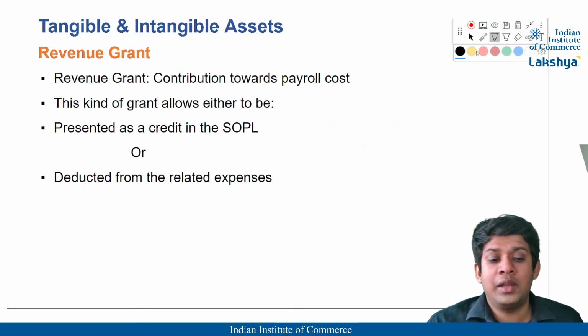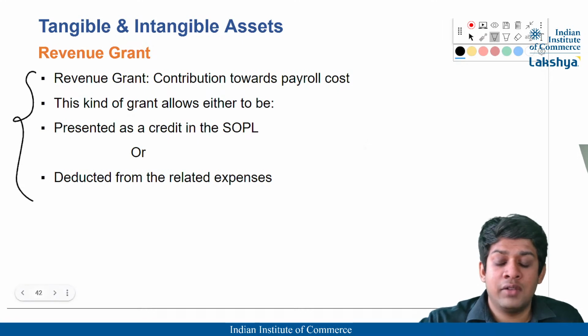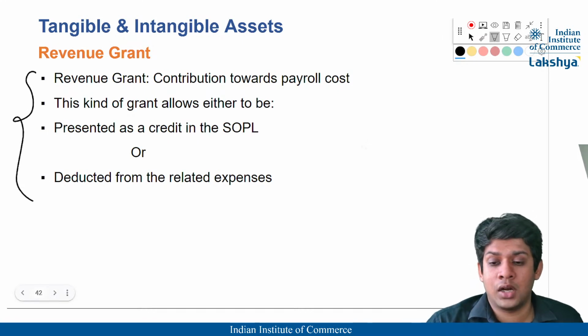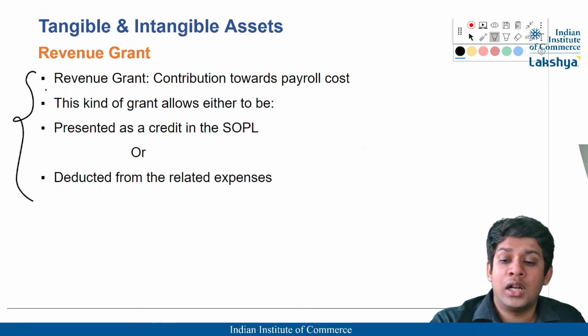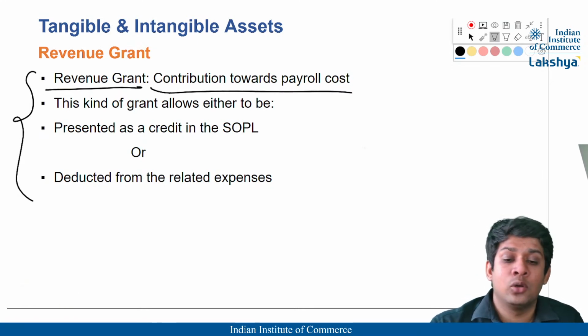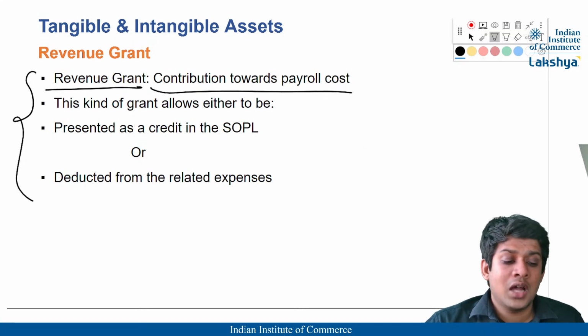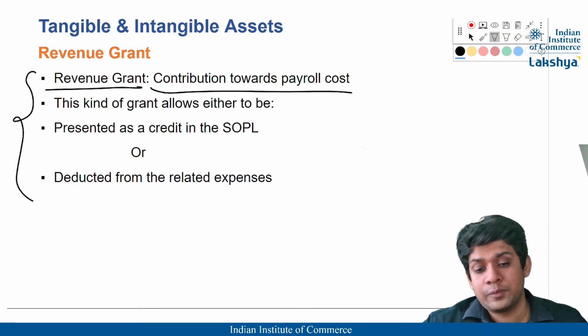Okay. So what will be the accounting treatment of capital grant and revenue grant? Revenue grant is quite simple. So firstly, we'll understand revenue grant, then we'll jump to capital grant. Okay. Now guys, what is revenue grant? Revenue grant, like for example, contribution towards payroll costs, right? Maybe say I am actually doing a very good business.